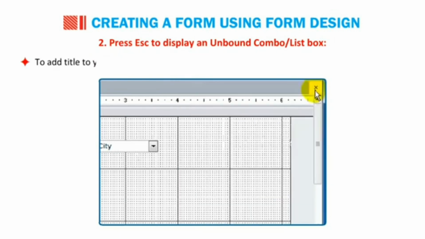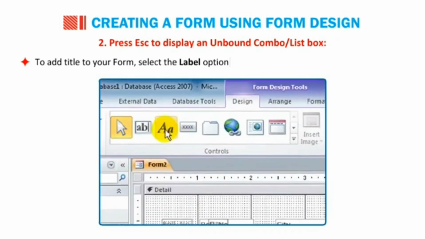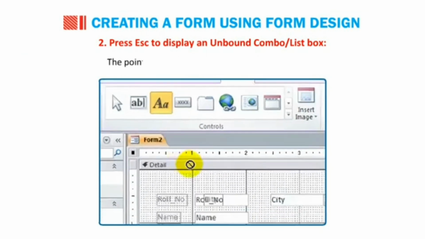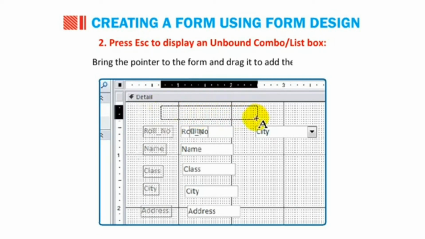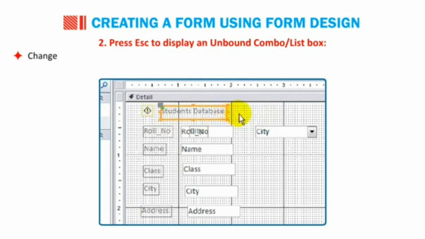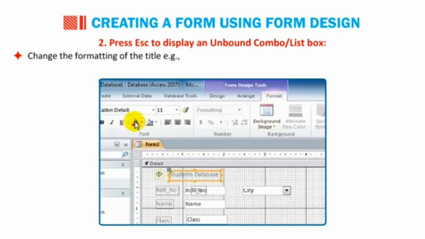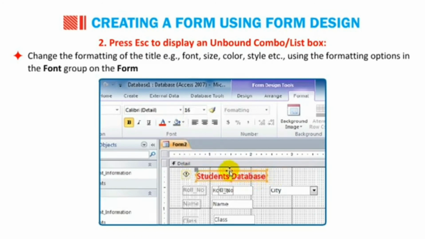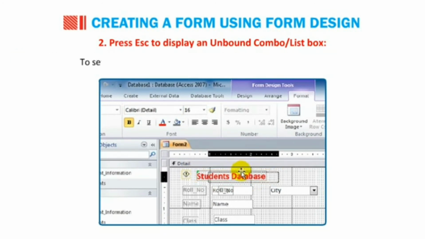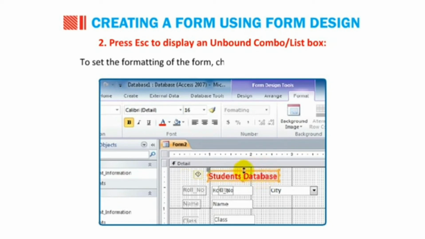To add a title to your form, select the Label option in the Controls group on the Design tab. The pointer changes into a plus sign with the letter A. Bring the pointer to the form and drag it to add the title in it. Change the formatting of the title, for example font size, color, style, etc. using the formatting options in the Font group on the Format tab. To set the formatting of the form, change the view to Layout view.